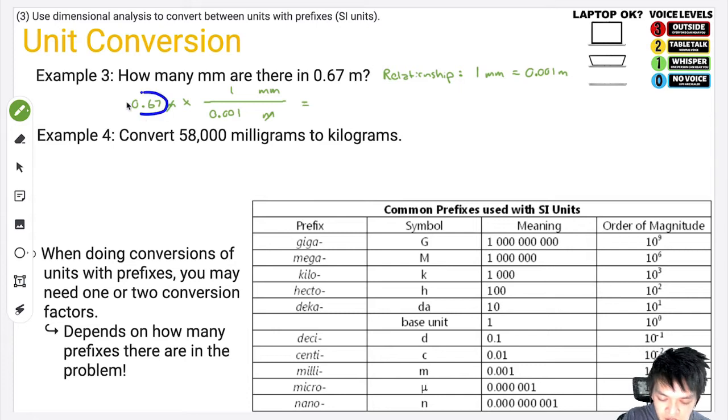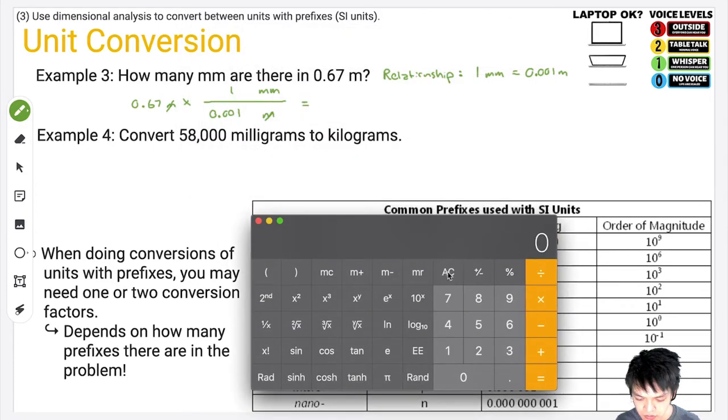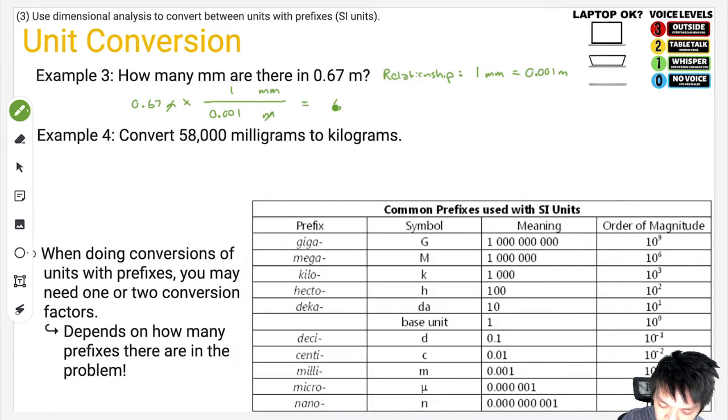Now, in the calculator, I'm starting with 0.67, and since there's a number on the bottom, I divide by 0.001. Now, I'm already expecting this to be a big number, because anytime you divide by a small number, you should end up with a big number. Let's see. So 0.67, I'm going to divide by 0.001. Oh, I ended up with a big number. Good. That's what I expected. 670, and then the unit is millimeters, because that's the only thing that's left that was not crossed out. That's the answer for this one.